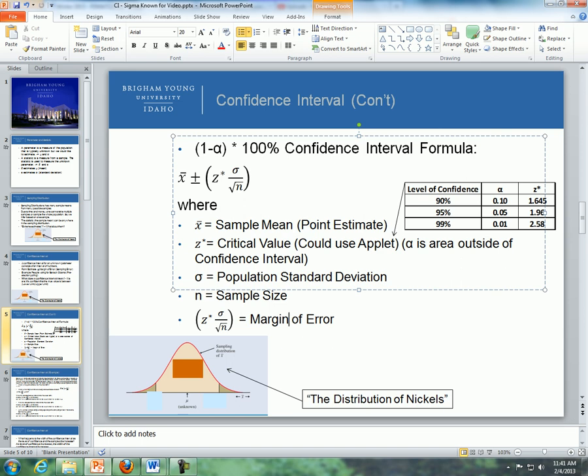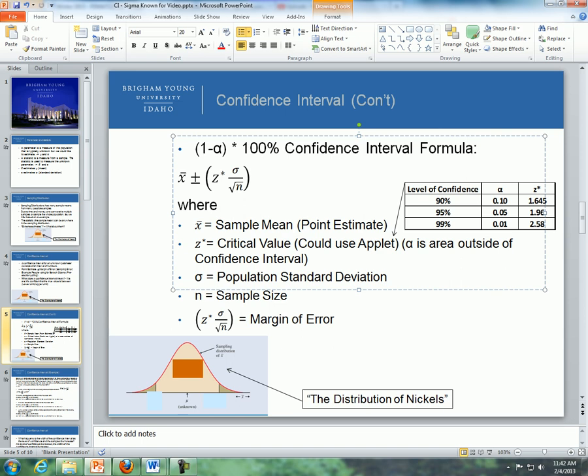A couple of things you need to know: first of all, the order of operations suggests that we need to do everything to the right of the plus or minus sign first. We multiply and divide first, so we calculate the margin of error first, and then we add and subtract it from the sample mean to get our two values, our lower bound and our upper bound.